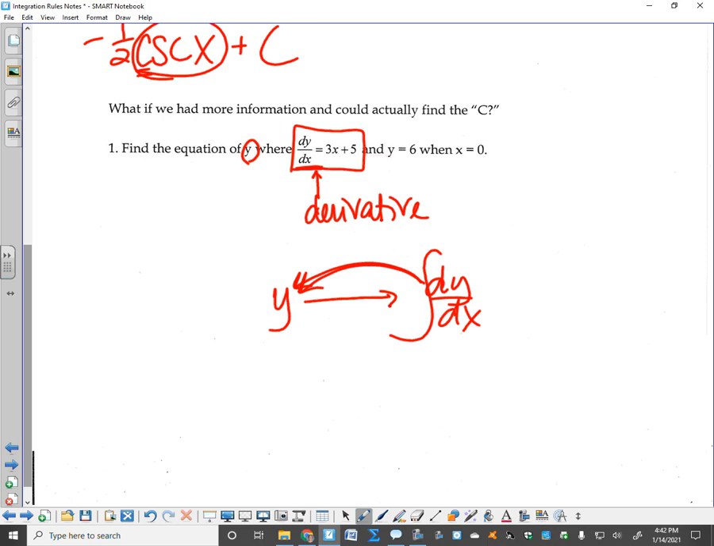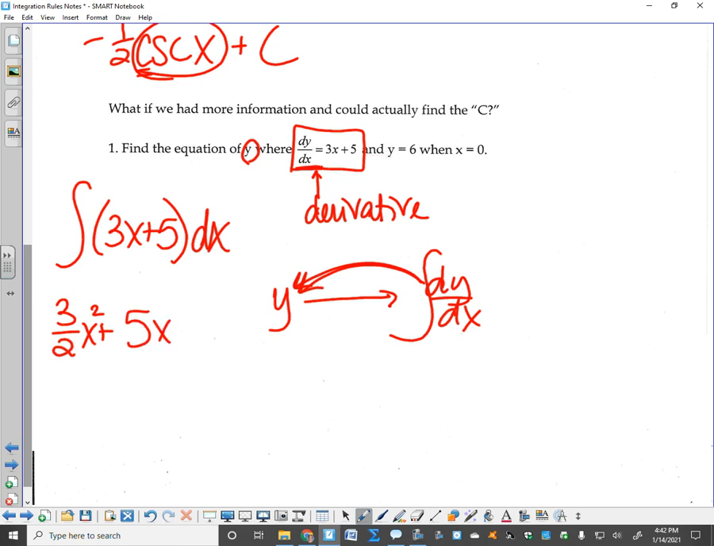Ladies and gentlemen, I present to you the fundamental theorem of calculus. If you integrate a derivative, they cancel each other out and give you the original function. So I need to integrate 3x plus 5 dx. Good notation. Integral, parentheses, dx. Use your rules. 3 over 2 x squared, plus 5x plus c. That is my original function.